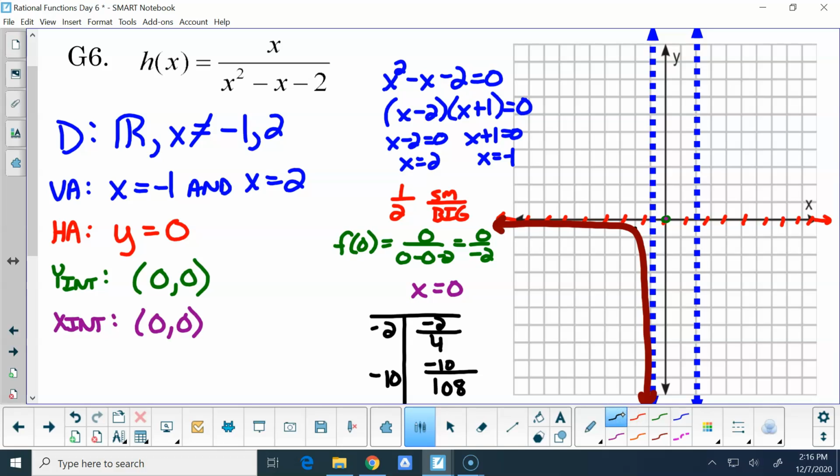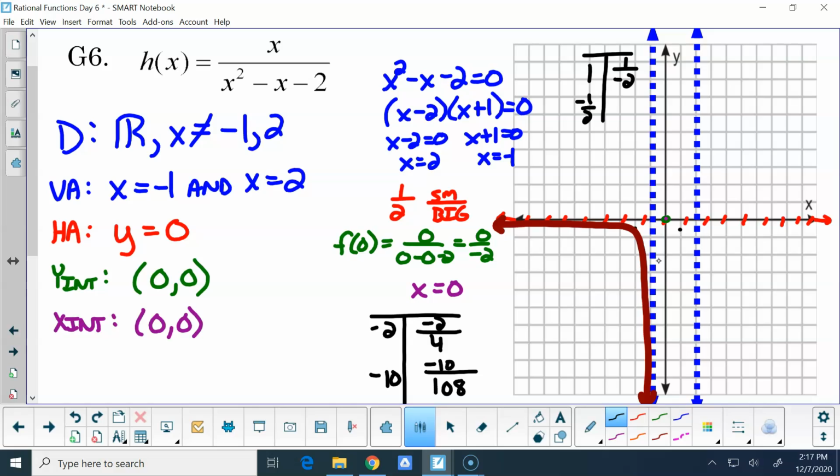Middle zone, we got 0, so let's try 1. 1 is going to be 1 on top. 1 minus 1 is 0, minus 2 is negative 2, so that's negative 1/2. So we should probably talk about negative 1/2. I'm just looking at numbers here now to see if it goes shooting up like this, or if it makes a curve and comes down like this. That's what I'm looking at right now.